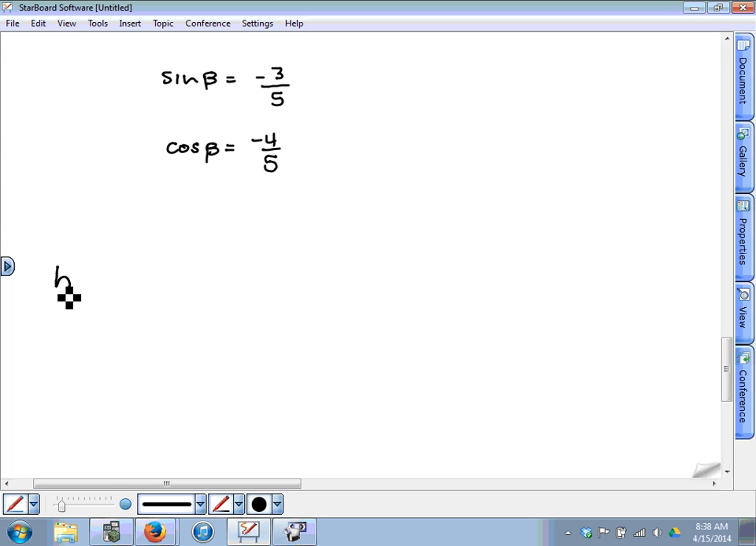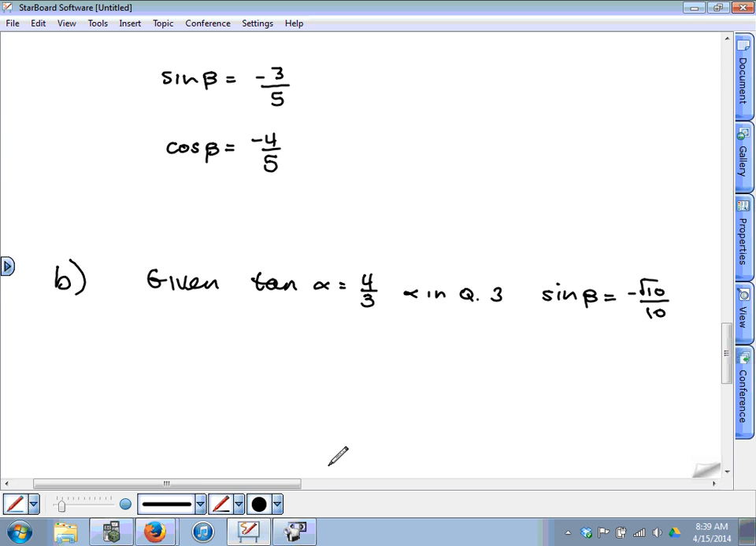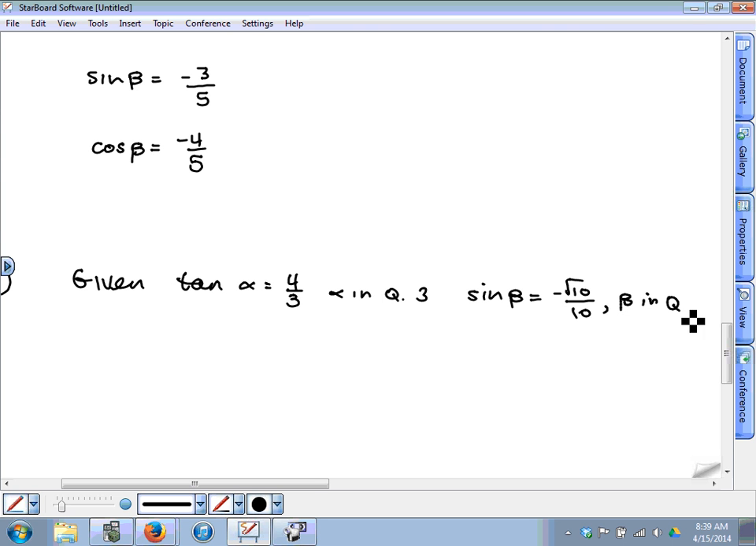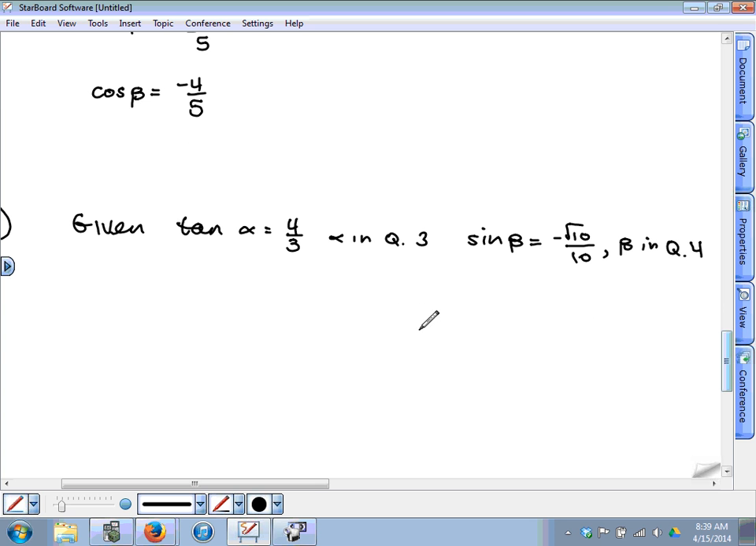Here, try this one on your own. Here's part B. I'll give you a minute to work on this one. It'll be pretty similar. Given the tangent of alpha is 4/3, alpha is in quadrant 3. Roll with it, you guys. Sine of beta is equal to negative square root of 10 over 10, and beta is in quadrant 4. You are supposed to find, or evaluate, the sine of alpha minus beta.